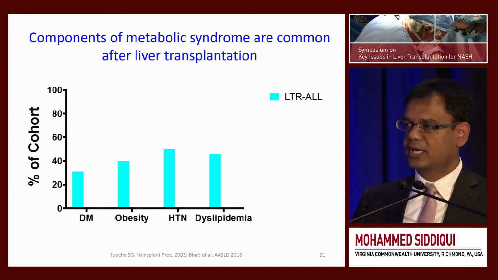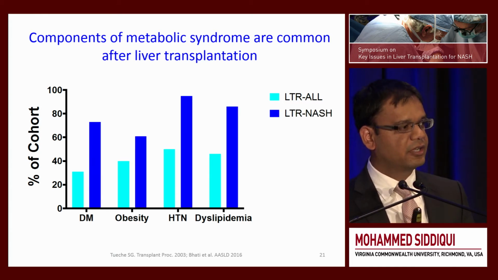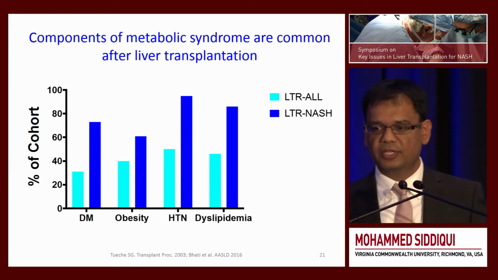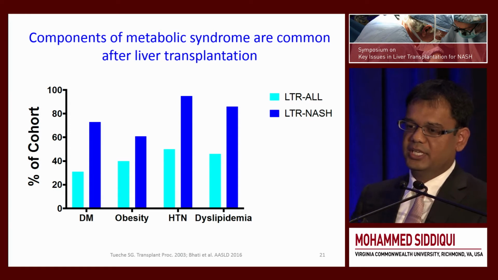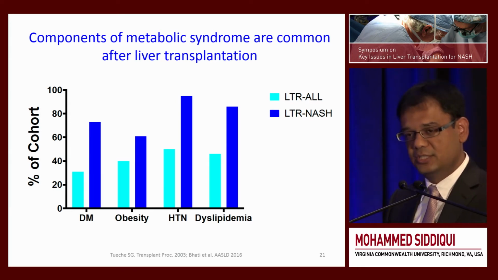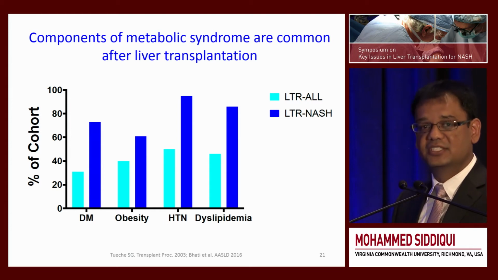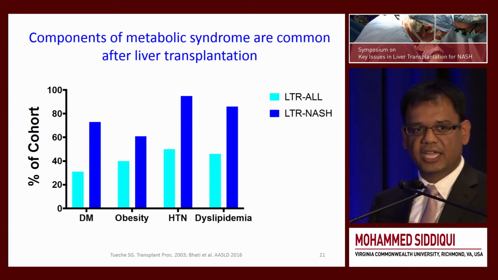This is all comers, not NASH. When you look at NASH, these numbers are astronomical. It's literally metabolic syndrome on steroids, no pun intended. So the risk of diabetes is about 75, 80%. Risk of obesity is 60% in NASH patients. Hypertension is a staggering 90%. And dyslipidemia is a staggering 85%.